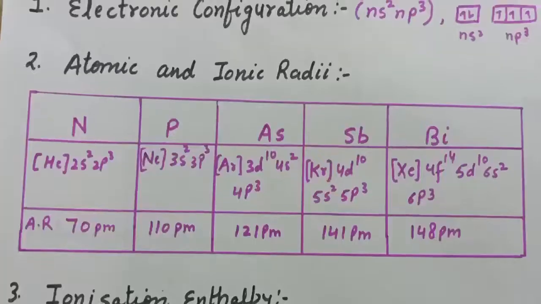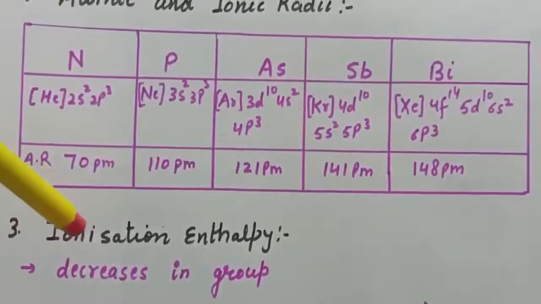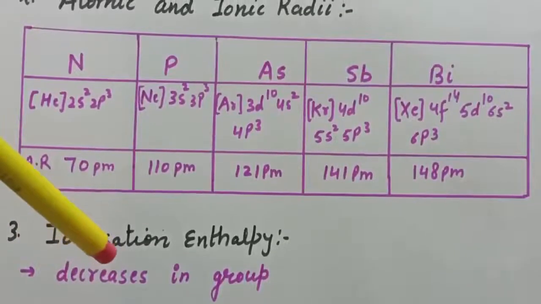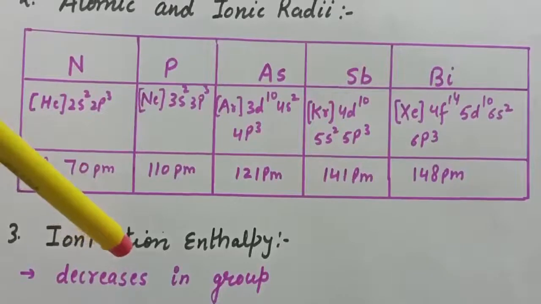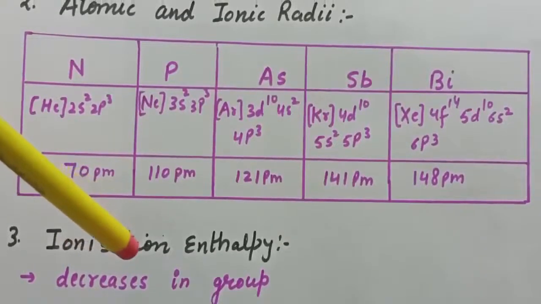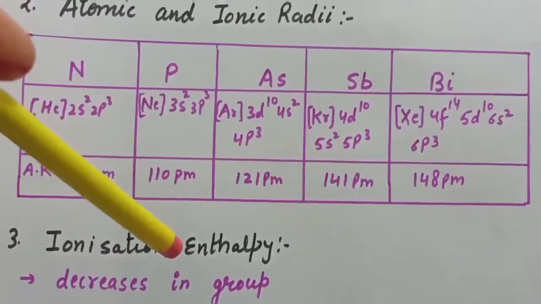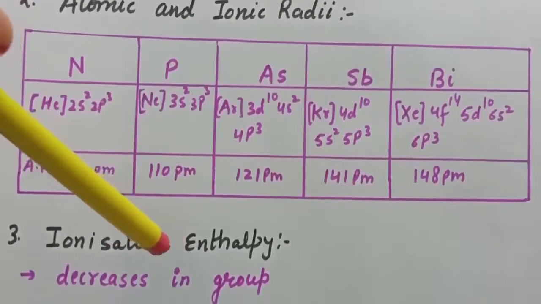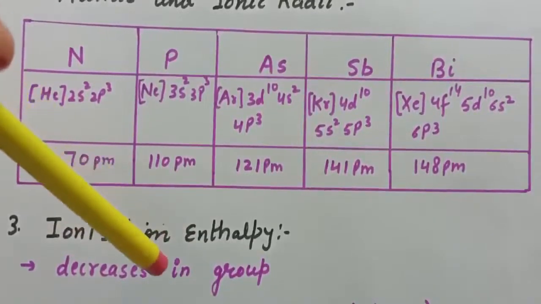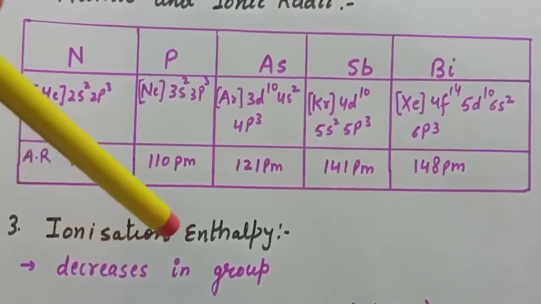Now what is the reason that when we move down group 15 elements, ionization enthalpy decreases? The reason is, when we move down in a group, the atomic size increases, and therefore the force of attraction on the electron by the nucleus is reduced. That is, the force of attraction between the nucleus and the outermost shell decreases, and that is why the ionization enthalpy decreases when we move down a group.